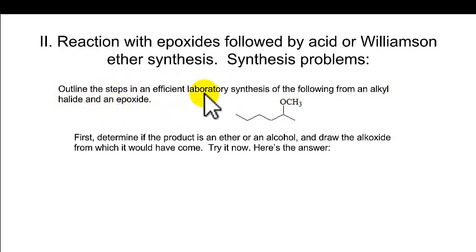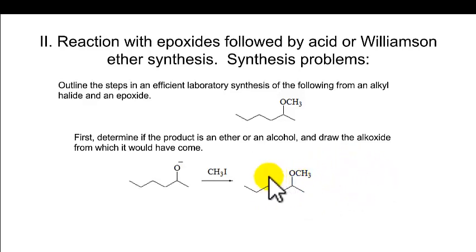So let's put it all together here. First thing you're going to want to do is determine, is the product an ether or is it an alcohol? And the answer is, in this case, it's an ether. So you're going to want to draw the alkoxide that that's going to come from, and then add in methyl bromide to make it into your ether. So go ahead and write down that step, see what you would come up with, and then we'll switch to the next screen and you'll see the answer.